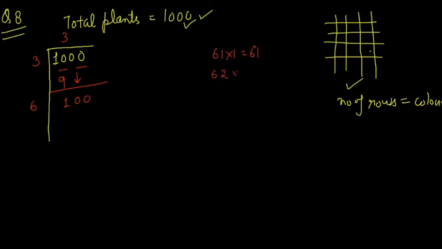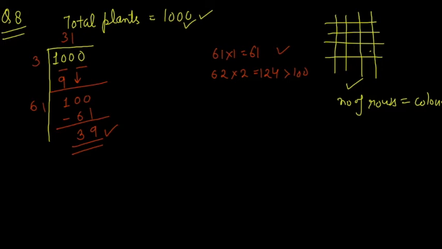And I know 62 will be greater. 2 2s are 4, 2 6 are 12. Right? This is greater than 100. So I will go 61 with 61. Subtract it. 10 minus 1, 9. And 9 minus 6 is 3. So you are getting a remainder of 39.